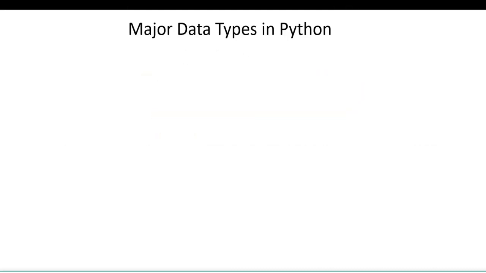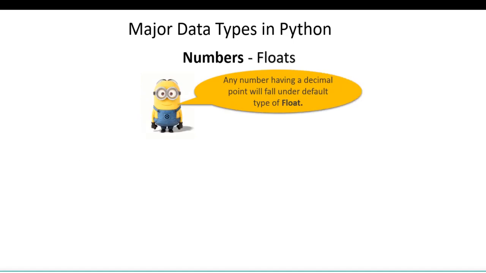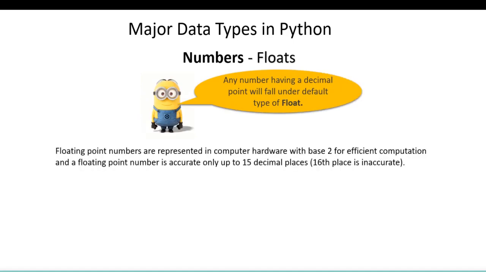Let us now get into the next category of numbers in Python, which are floating point numbers. Any number which has a decimal point falls under the category of float in Python. So a floating point number is a type of number which will have a decimal point. And how do they get represented in the computer hardware? They get represented in base 2 format for efficient computation. What do we mean when a number is represented with base 2? It simply means that the number is represented in the form of zeros and ones.